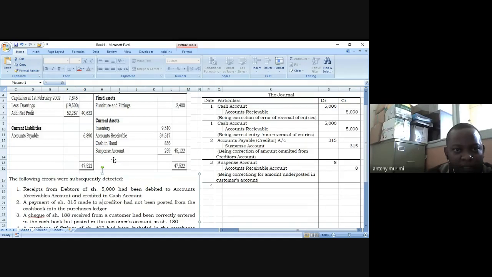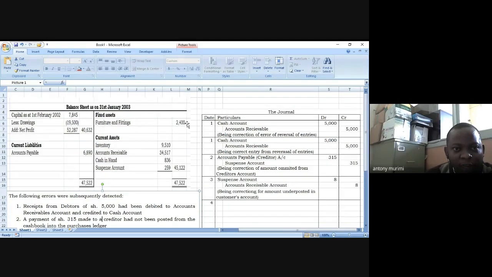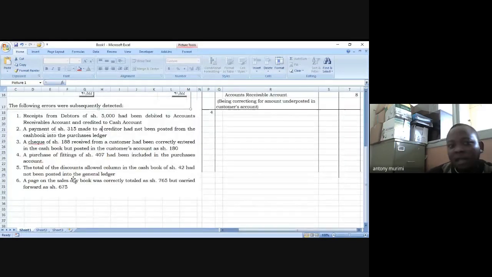So as you can see in our balance sheet, we have an account for furniture and fittings. So the correct account here, since this is a fixed asset that was purchased, he ought to have debited the fittings account. That is the furniture and fittings account. But instead, he debited purchases account, which was wrong. So you need to correct for this.